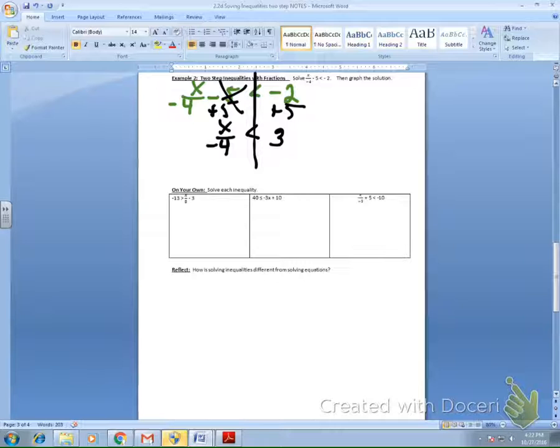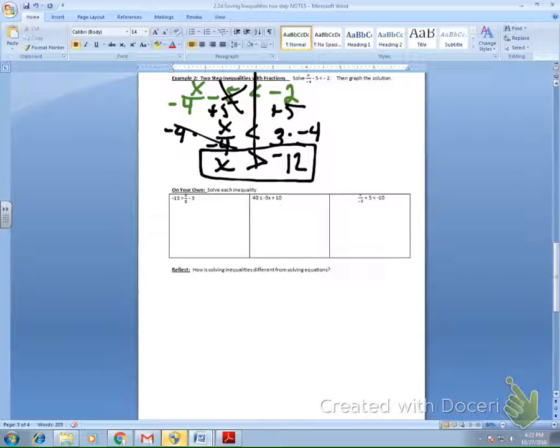Then I undo division with multiplication. So I'm going to multiply both sides by negative 4. I'm left with x on one side, and then I need to remember I'm multiplying by a negative number, so my inequality sign reverses. And then 3 times 4 is 12, positive times a negative is a negative. So my solution is all numbers greater than negative 12, and then it says to graph.